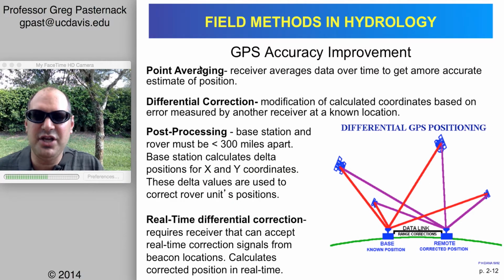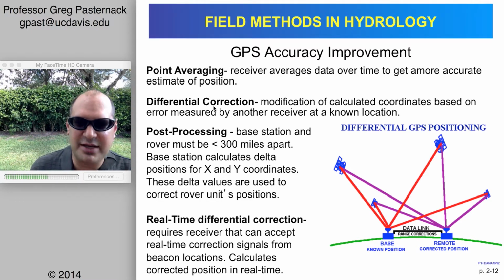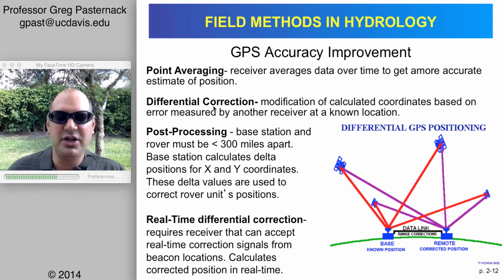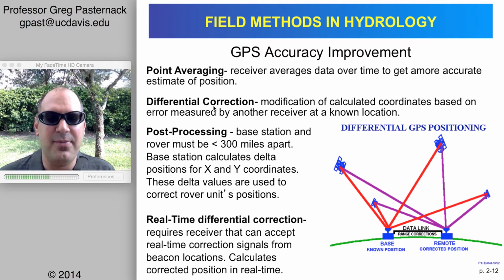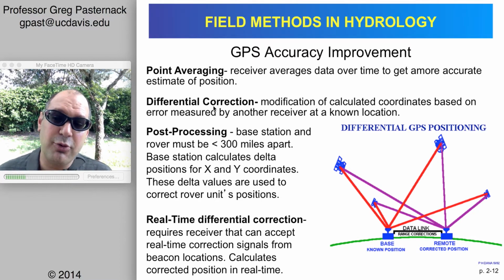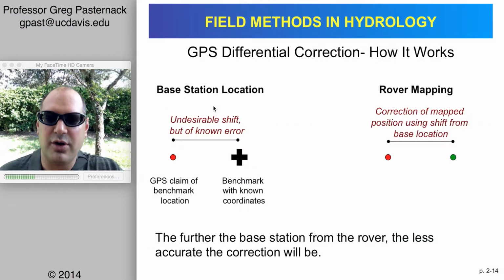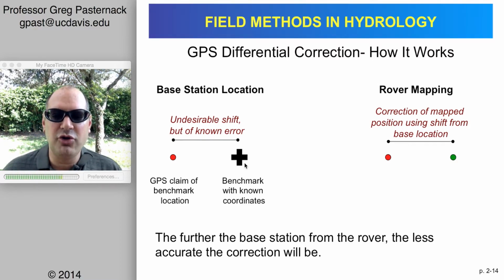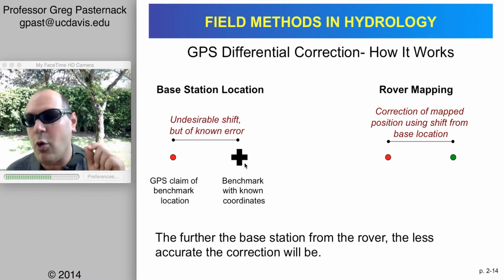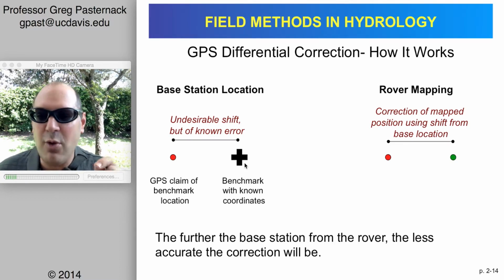Okay, so point averaging is one method. The next is a method called differential correction. This is where we're going to take the raw reading that we get from the mapping we do in the field, and we're going to improve it. So let me show you how that works. Imagine that you have what we call a base station location. So this plus symbol is a benchmark with known coordinates, like the National Geodetic Survey has gone out and told us here are the coordinates at that point.